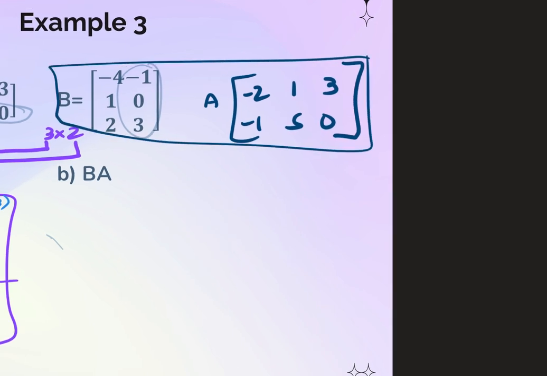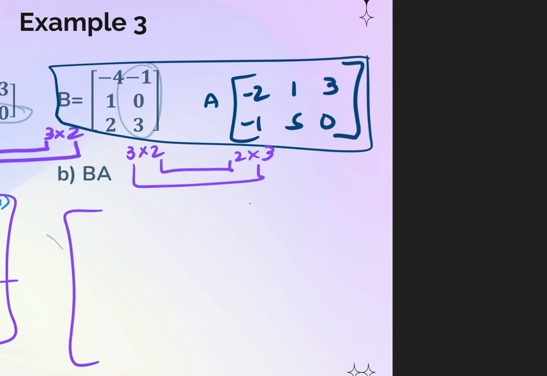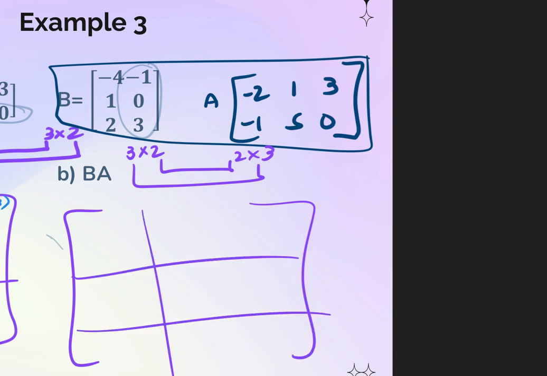Now I'm looking at these two. What are the dimensions of B? 3 by 2. What are the dimensions of A? 2 by 3. Can it be done? Yes. What's the answer going to be? A 3 by 3. So what's it, like a tic-tac-toe board? Which appears to be more work, but you only have to multiply 2 pairs each time, so it's not as bad.